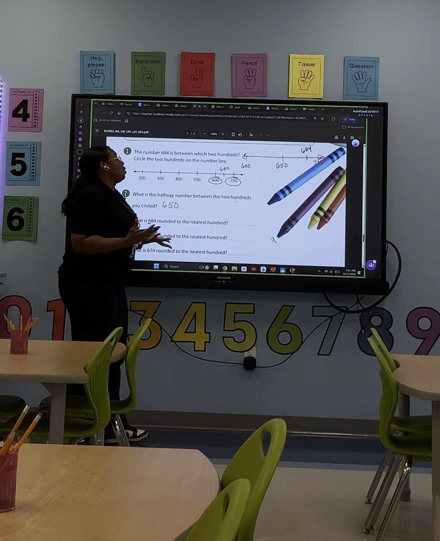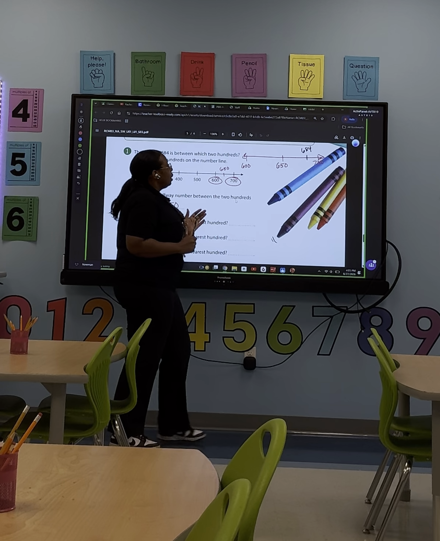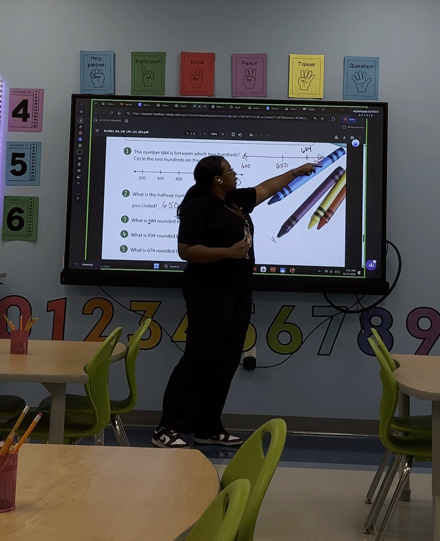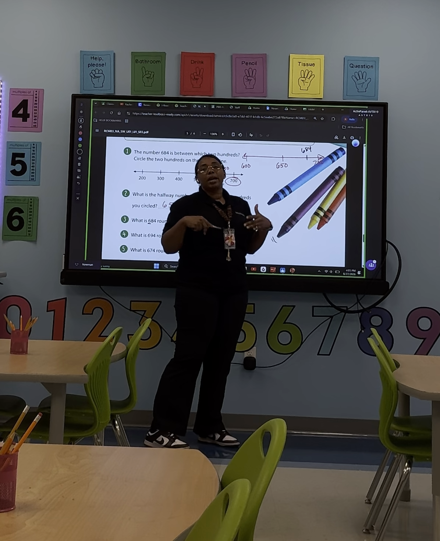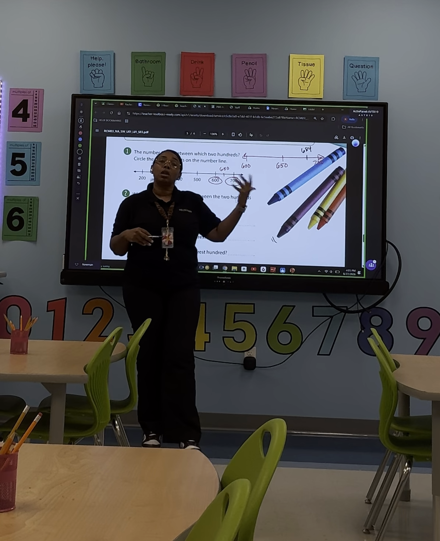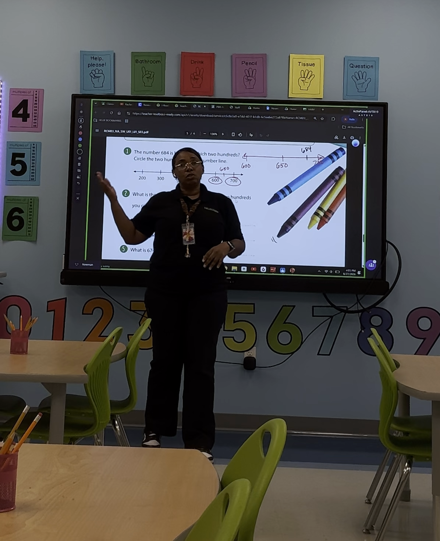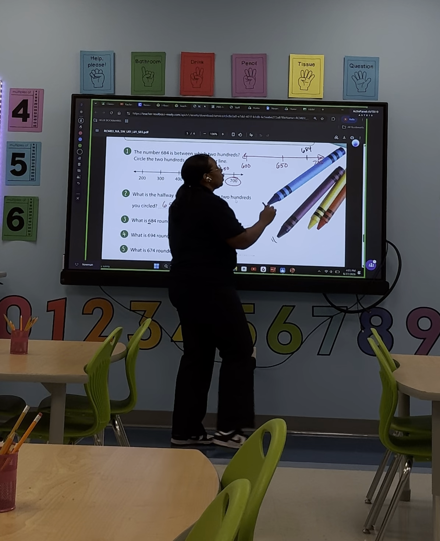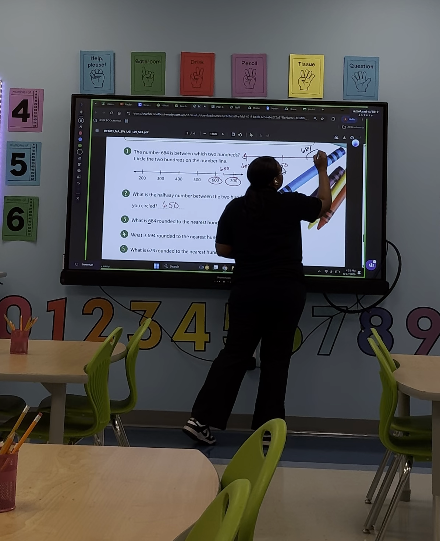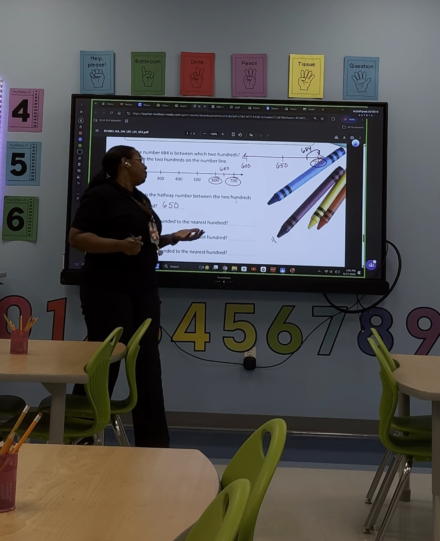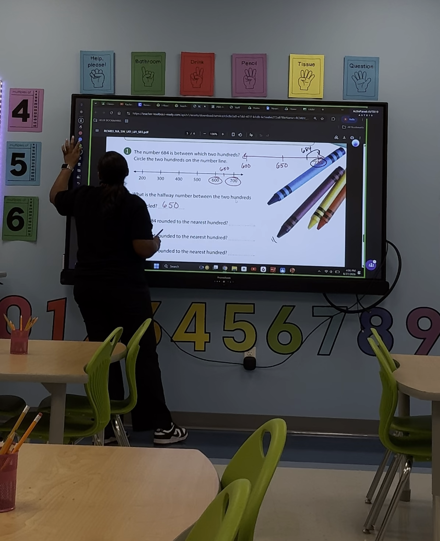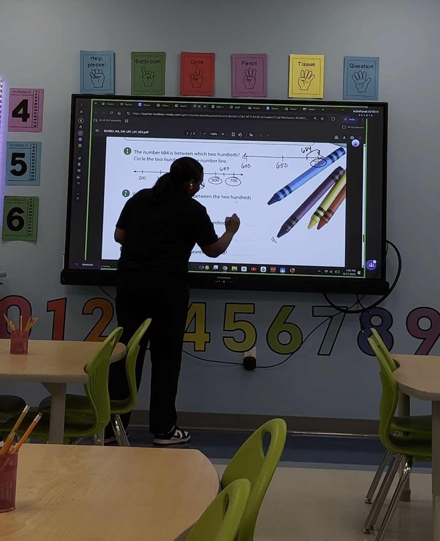Now, I asked the question, is it going to round up to 700 or down to 600? And they'll say it's going to round up to 700 because it is closer to 700 than it is to 600. So that means we're going to draw our arrow rounding up to 700, and I will circle 700 for my answer. And that means the answer for number 3 is going to be 700.